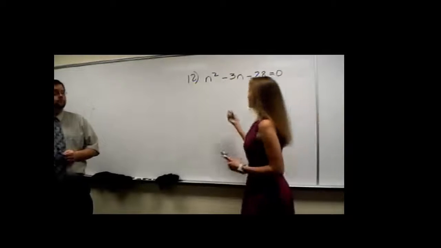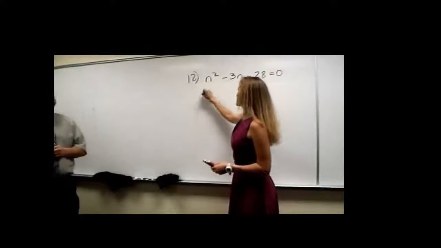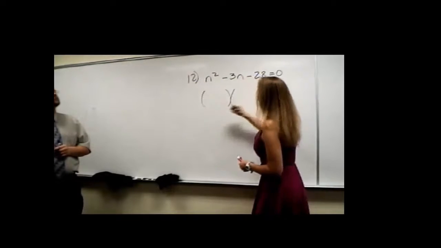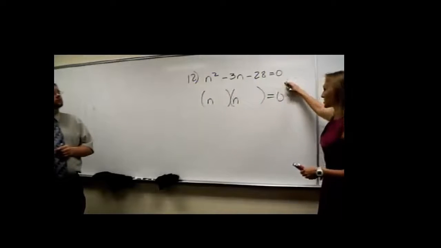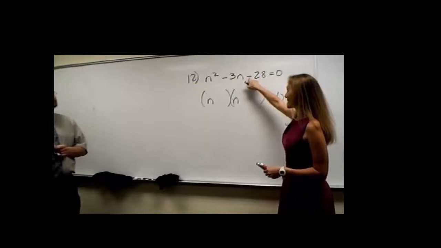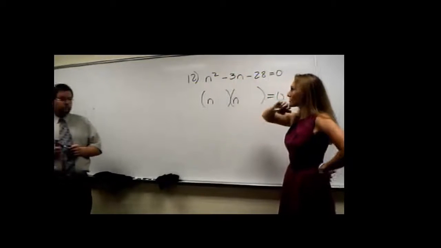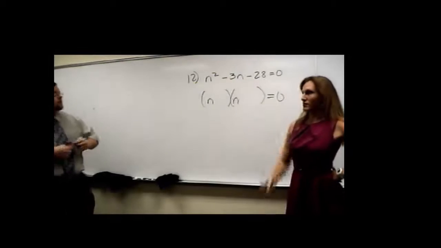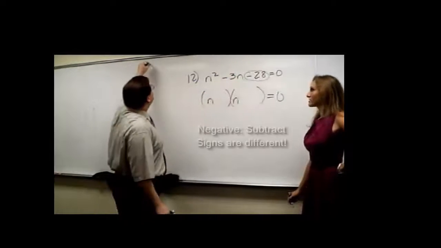So first of all, since I have a coefficient of 1 for this quadratic term, I know that I can set up two binomials. I have n and n. Let's not forget the equal 0 because this is an equation, not just an expression. Now this is a negative. This is a minus right here, so I need to identify what that means when I'm looking at signs. What does that mean for our signs, Professor Kasha? Well, because the last term is negative, that means that the signs will be different.